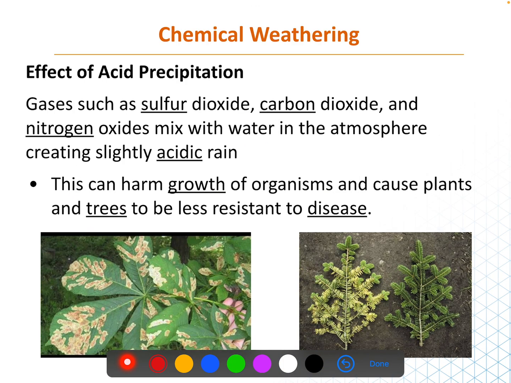Now moving to our last topic of today, the effect of acid precipitation, or in other words, acid rain, which you may have heard of before. The big culprit is sulfur dioxide. This is something that comes out of factories. Sometimes in those plumes of smoke that you might see from factories, there could be some sulfur dioxide in there, but also CO2 and nitrogen oxide as well.